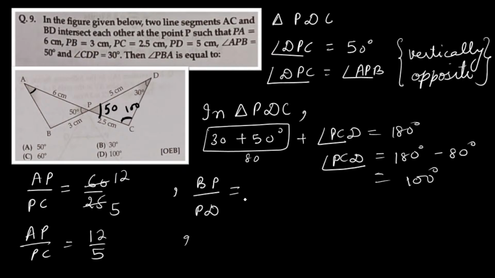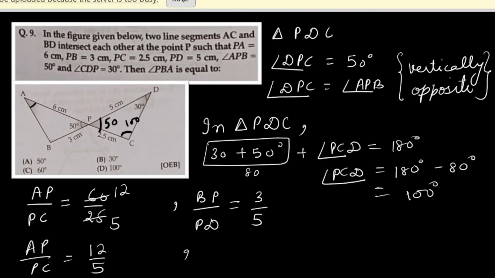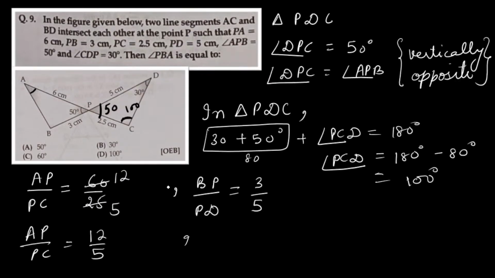Now the ratio of BP by PD. BP is 3 and PD is 5, so this is BP by PD. The ratio is not the same here. So that means we cannot consider this ratio.